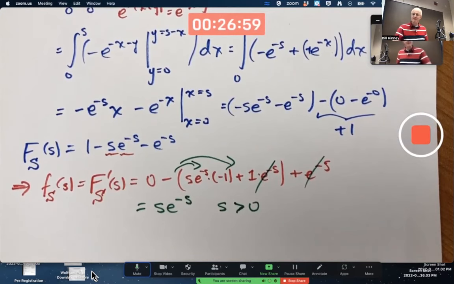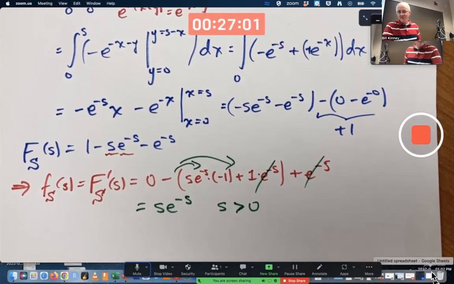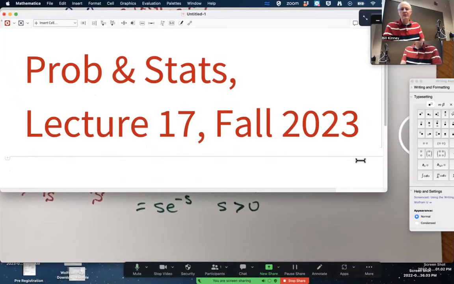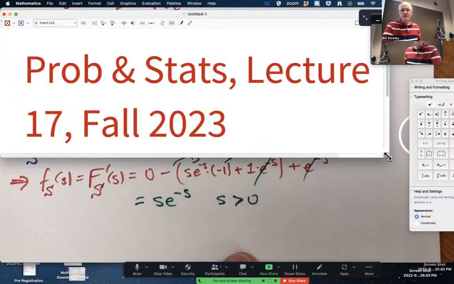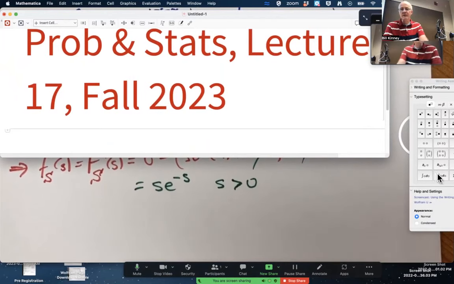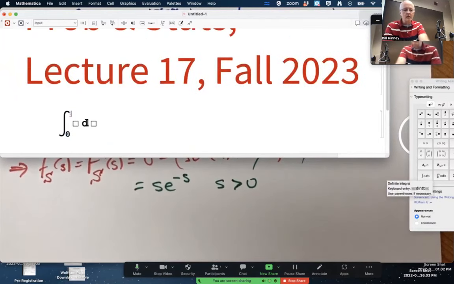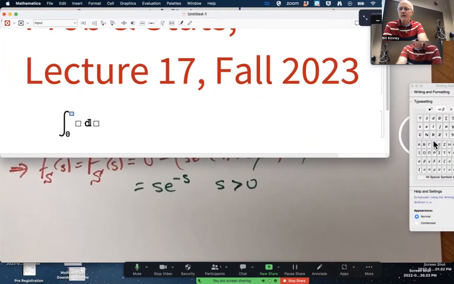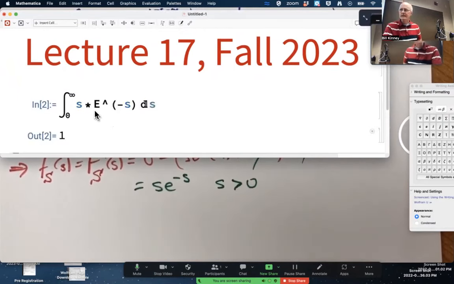Is it a PDF? Does it integrate to 1? You could do it by hand. It wouldn't be too hard. You'd want to use integration by parts, a fairly simple integration by parts. If you didn't know, you can make infinity show up there either with the palette. There's an infinity button somewhere right back here. Or you can do escape, INF escape. S times e to the negative s, don't forget to use a capital E, does integrate to 1. It is a valid PDF.